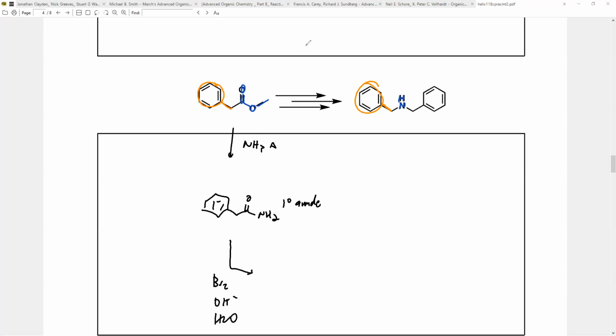Does it matter what the halogen is? No, it does not. So it could have also been X2. It's just a matter of what's easier to use. Okay. But we can get our Hofmann here. Okay, it gives us our amine.